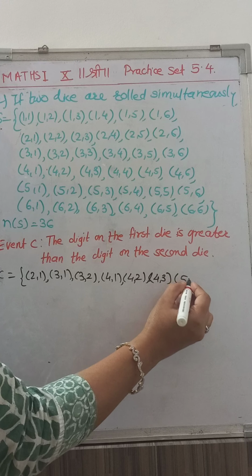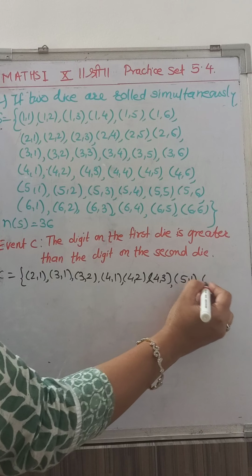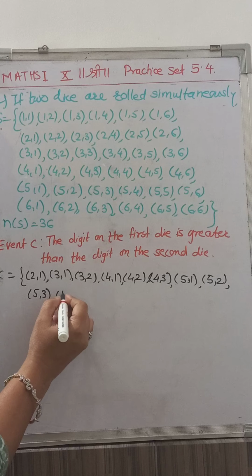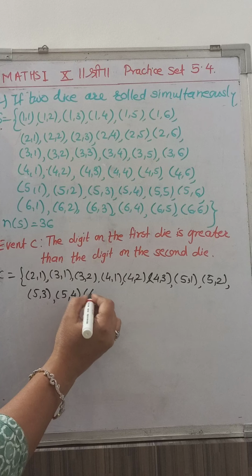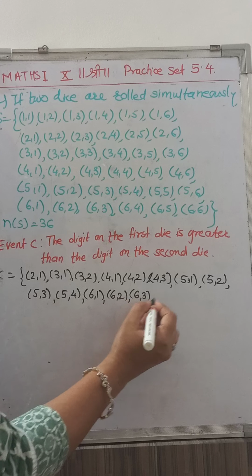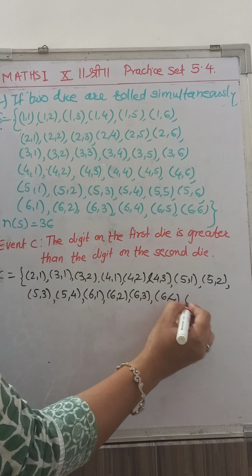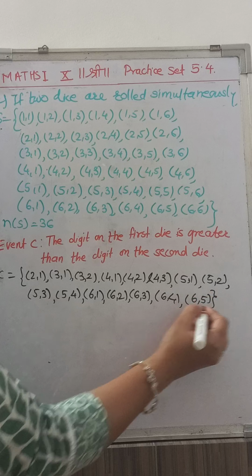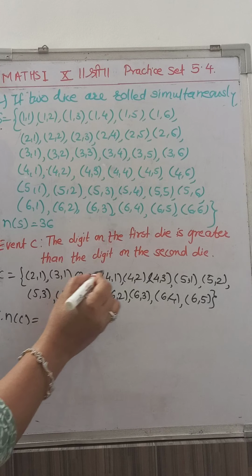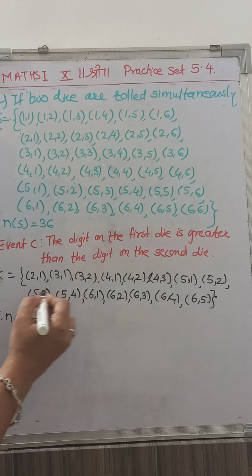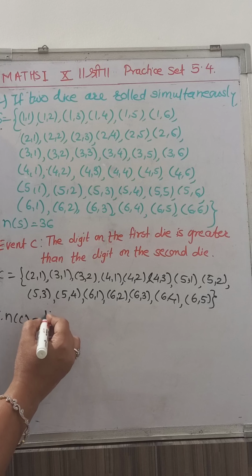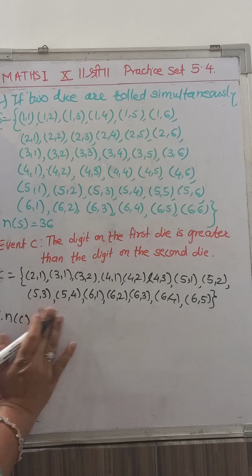51, 52, 53, 54, 61, 62, 63, 64 and 65. So N of C is equal to 1 2 3 4 5 6 7 8 9 10 11 12 13 14 15. N of C is equal to 15.